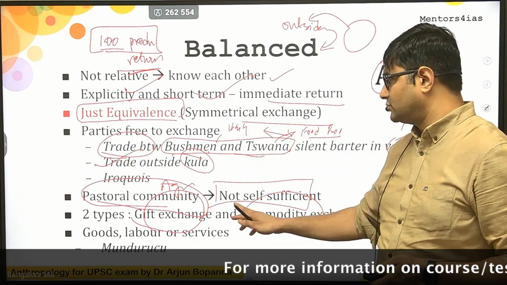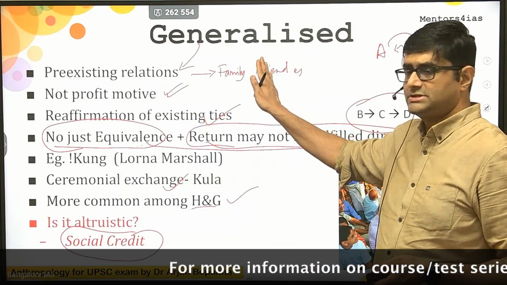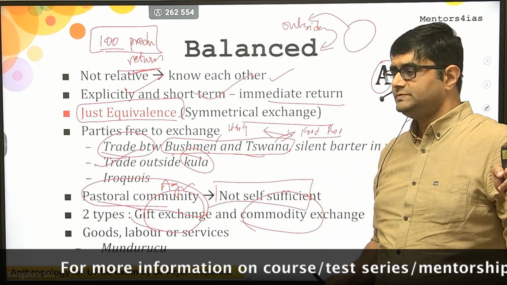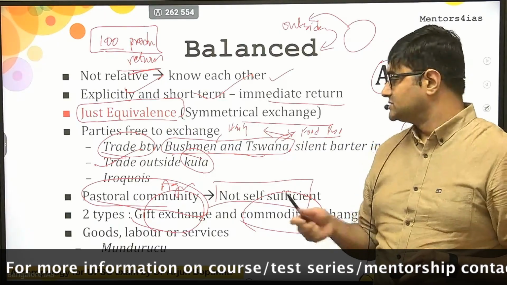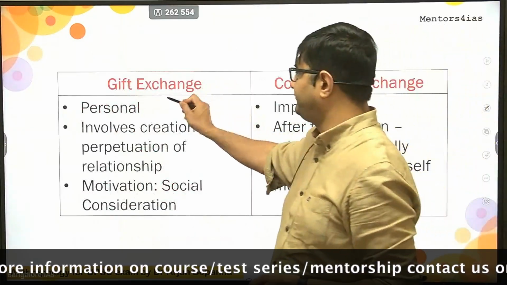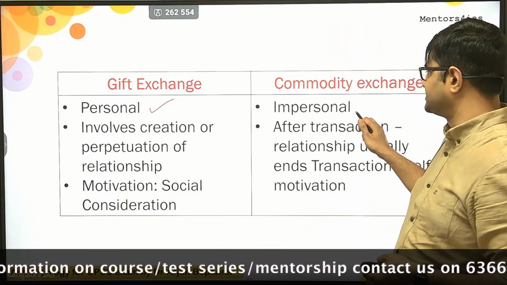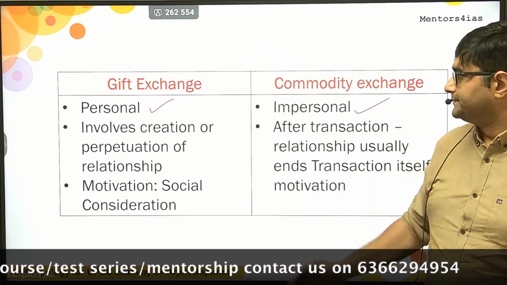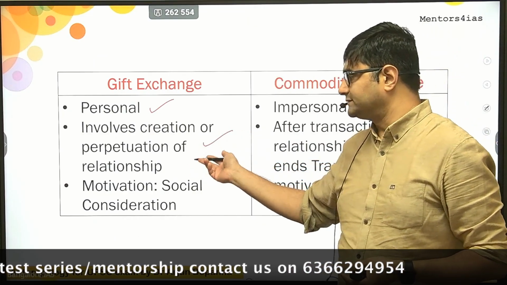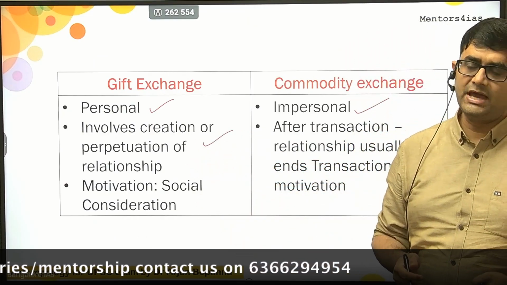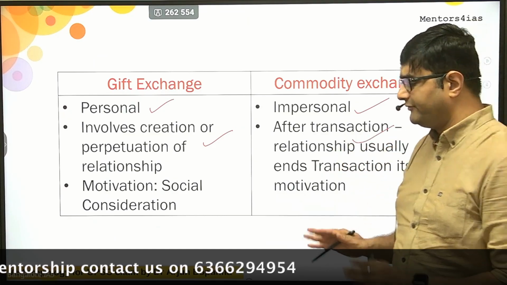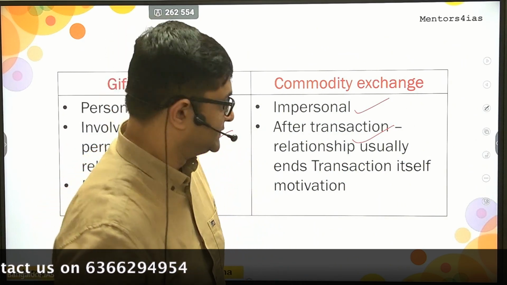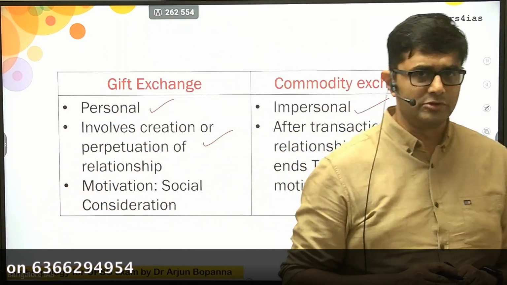Gift exchange, don't get confused with generalized reciprocity. Here, gift exchange means there is exchange, whereas gift giving in generalized reciprocity is not returned with another gift. Gift exchange happens where there is a personal relationship. Commodity exchange happens where the relationship is impersonal, like with a shopkeeper. Gift exchange involves creation or perpetuation of a relationship; an existing relationship is there and you are strengthening it. Commodity exchange happens only for the transaction. You don't deal with them for any other purpose. Once the transaction is over, the relationship may also end.